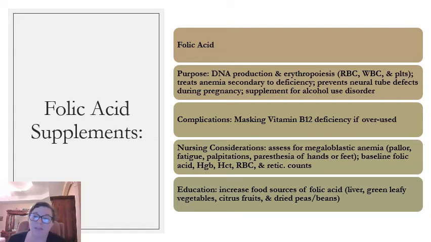And then we need to have, of course, baseline folic acid levels, hemoglobin, hematocrit, red blood cells, and reticulocyte counts throughout their therapy. They need to increase food sources of folic acid, like liver, because everyone likes to eat liver. Green leafy vegetables, citrus fruits, and dried peas and beans can increase their folic acid.